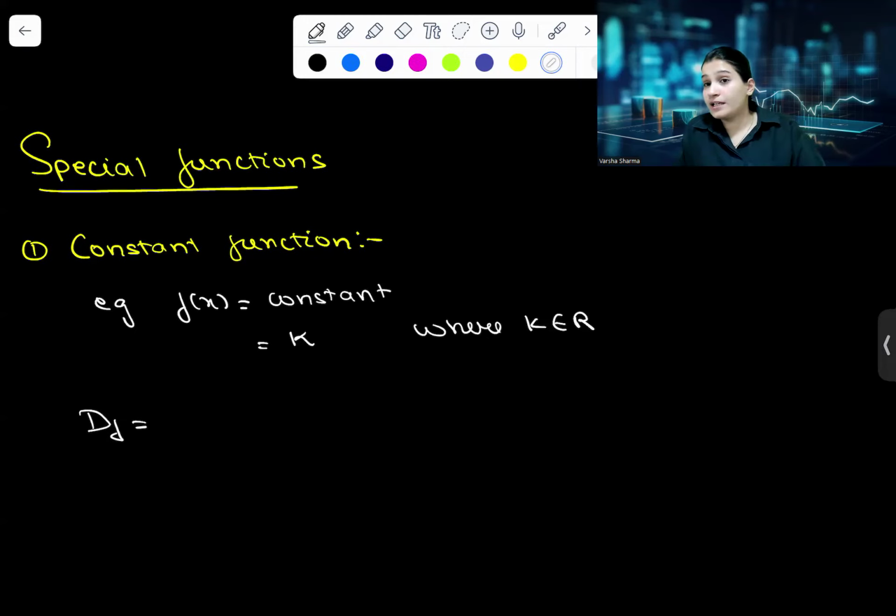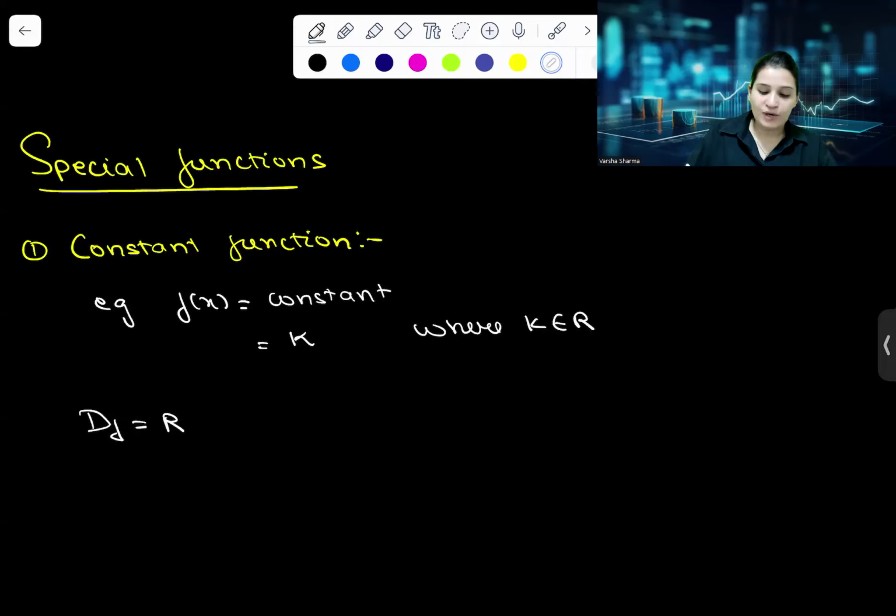Is there a denominator? Is there a root? No, ma'am. I don't even have a place to put x. If I put f of 1, answer is k. If I put f of 2, answer is k. So every single time the answer will be k. So what will be the domain? What are the values of x I'm allowed to put here? Everything. So domain will be all real numbers. Yes or no?